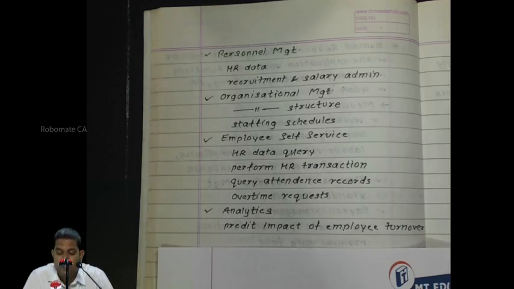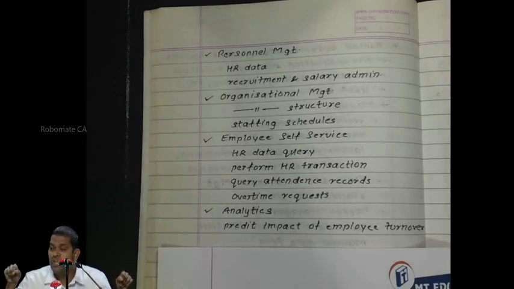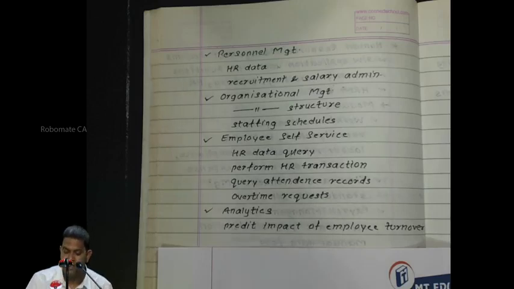Then the organizational management. You need to understand what the organization structure is. This organization structure needs to be explained to each and every employee in the organization so that whenever they are in a problem, they understand who is the right person to approach. Then the staffing schedules. Many people work in shifts, so which person will come in which shift is required to be done.